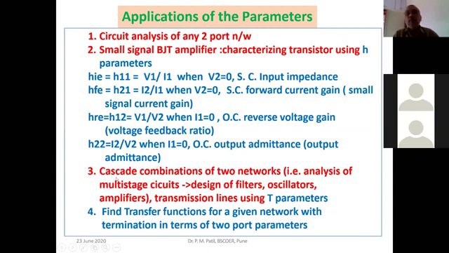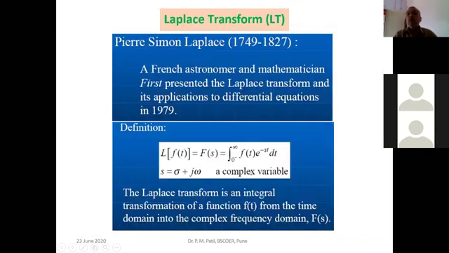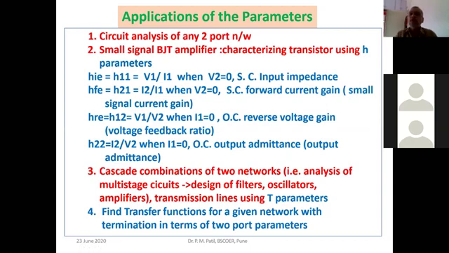Then the third major application is cascade combinations of two-port networks. If only standard networks are given to you, that is T network, pi network, lattice network, bridge network, then you will be able to find these parameters. But if a number of networks are connected, they may be connected in series, they may be connected in parallel to form different circuits. It may be an amplifier, an oscillator, or a filter, or whatever it may be. While designing, you have to design all these circuits and cascade them. Cascade means you connect them either in series or in parallel, so that these circuits will work properly.